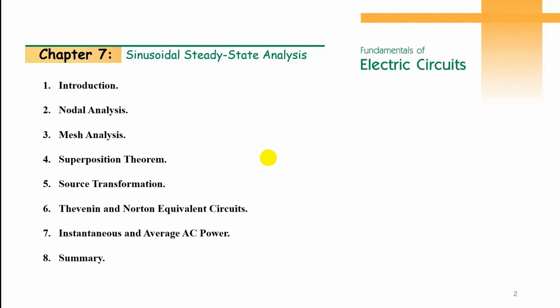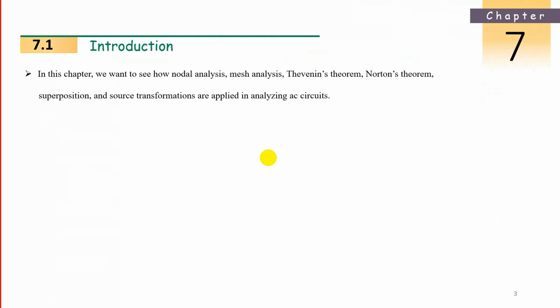Okay, so today we will finish the nodal analysis and mesh analysis. One example we will study. Then the remaining we will finish in another 2 lectures, inshallah. So 3 lectures in chapter 7. Before going to node analysis and mesh analysis, what are the steps we will study? In this chapter we want to see how node analysis, mesh analysis, Thevenin's theorem, Norton's theorem, superposition and source transformations are applied in analyzing AC circuits.